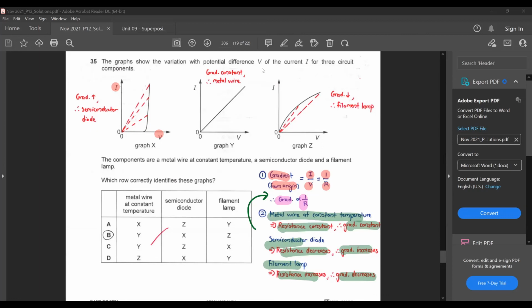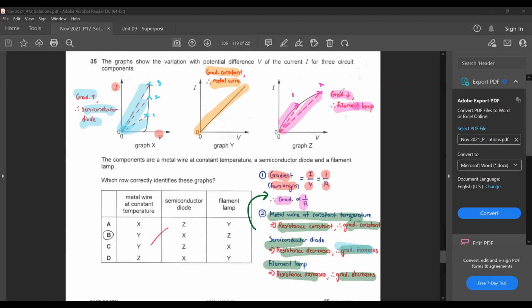If you look at Y, it is constant gradient, so it's metal wire. If you look at X, from first point to second point to third point, the gradient is increasing. So this one is semiconductor diode. And then the last one, graph set, if this one is your first point, this one is your second point, this gradient becomes this gradient. The gradient is decreasing. Resistance is increasing, therefore it's filament lamp.